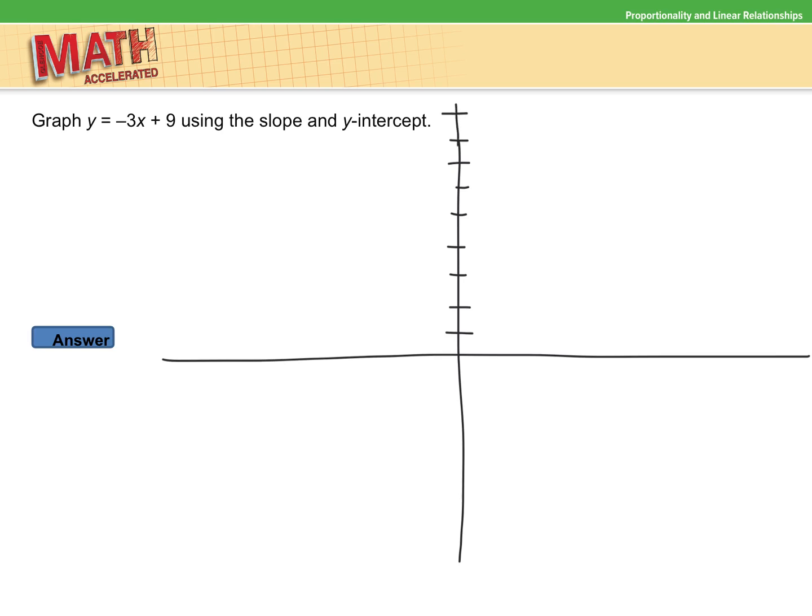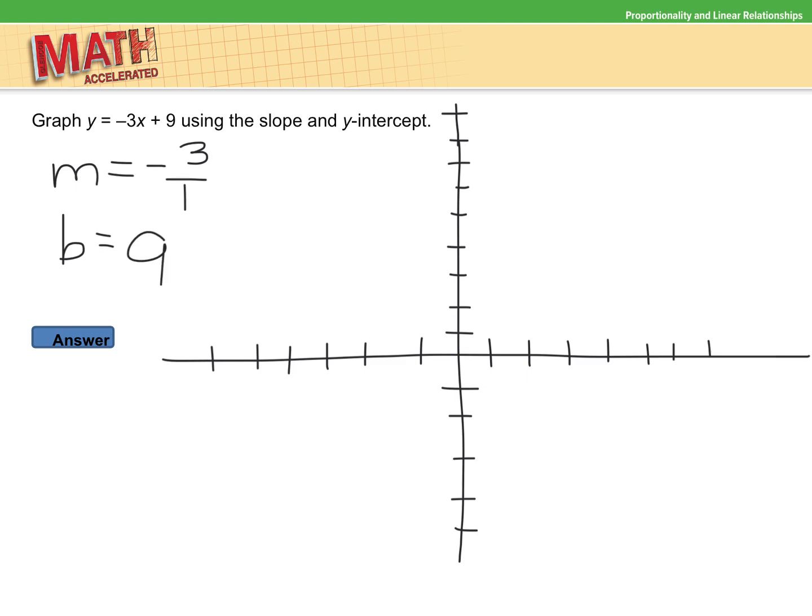Okay. What I first want us to do from our equation, what can we get from it? How can we use our equation? What are the 2 different things we can get? You can get your m and your b. Okay. What is my slope? -3. How could I write that in rise over run form? Over 1. Good. What is my y-intercept? 9. Do we have the 2 things that we need? Yes. We talked about it a little bit before.